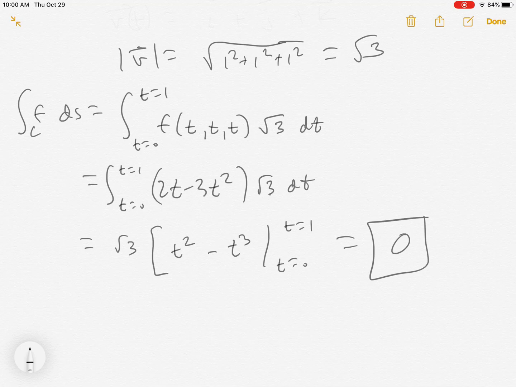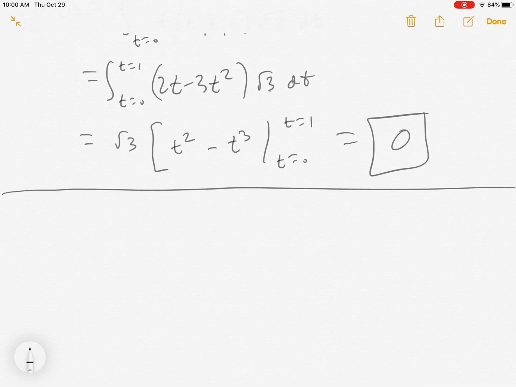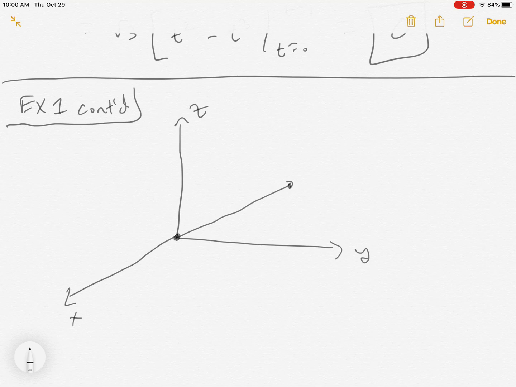Now, what's unique here is that there is more than one way to get from 0, 0, 0 to 1, 1, 1. So we're going to call this example 1 continued. Let's draw another picture here. So this is the point 1, 1, 1. In this example, we parameterized the curve C, and when we integrated over C, we got 0.